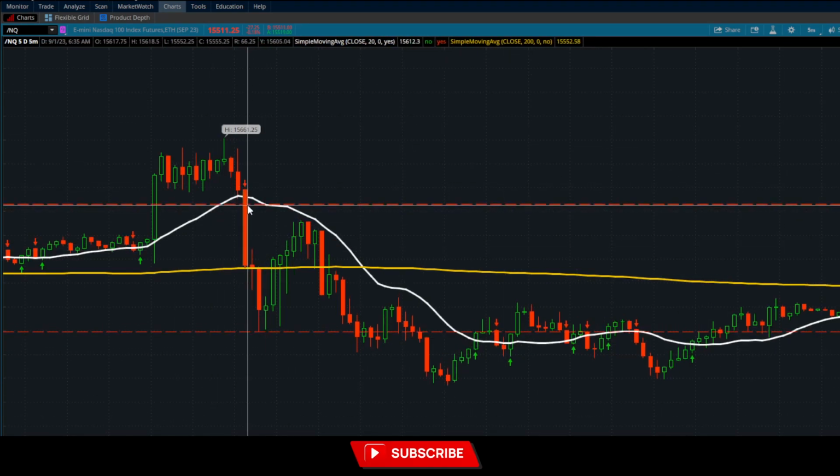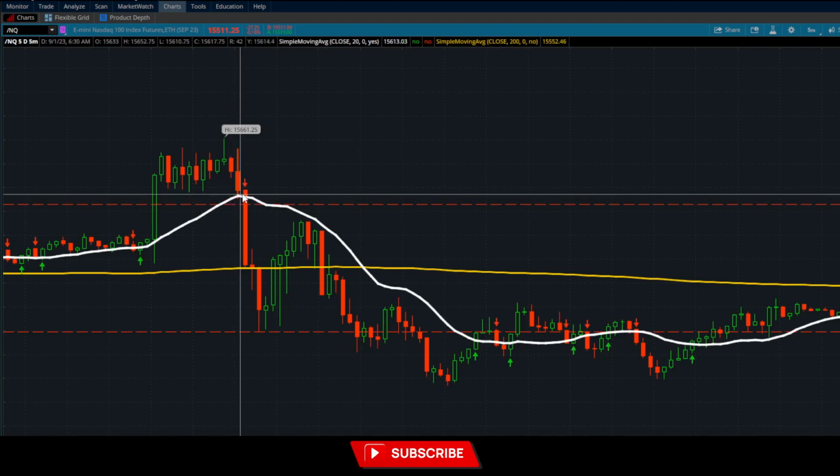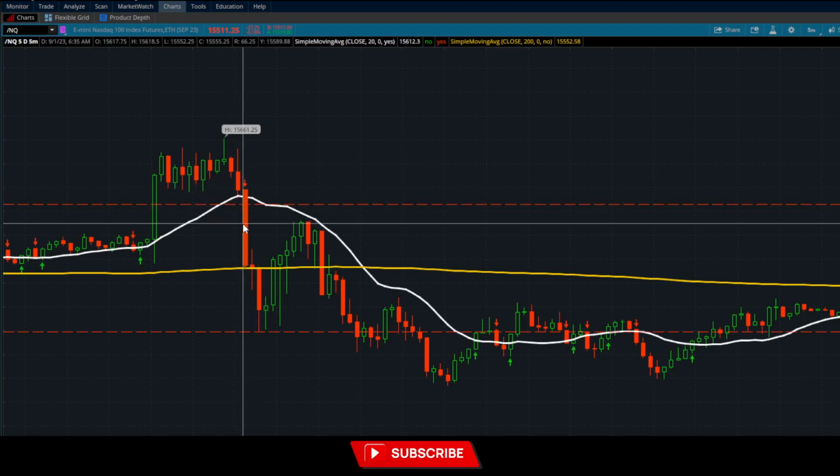But anyways, if we look at the opening candle here, right? So we look at this 6:30 a.m. candle. This candle comes down to the 20 SMA. 6:35 then confirms the 20 SMA going all the way down into the 200.